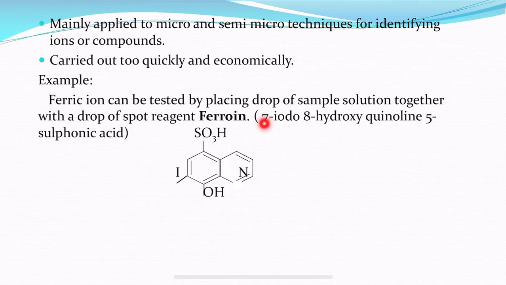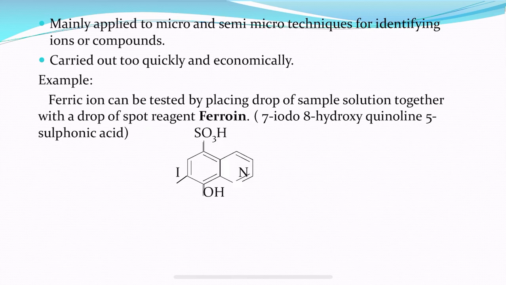Okay, so the IUPAC name of the indicator is 7-iodo, 8-hydroxy quinoline 5 sulfonic acid. So this is the structure of ferroin, and when we add one drop of reagent, that is ferroin, to the given sample solution, if the formation of green color is observed, then it confirms the presence of ferric ion.